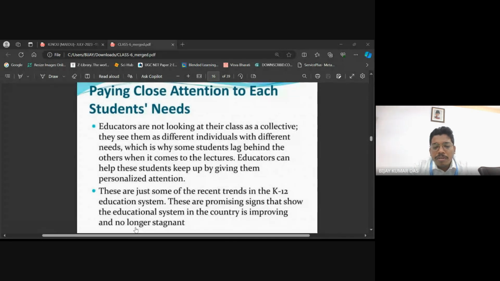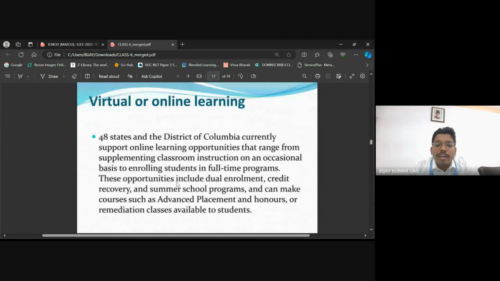So these are just some of the recent trends in K-12, kindergarten to class 12 education system. They are promising signs that show the education system in the country improving and no longer stagnant. Day by day, we are adopting some changes, we are using technology. So definitely it's helpful for the learners. Fine. And another recent trend is virtual or online learning.